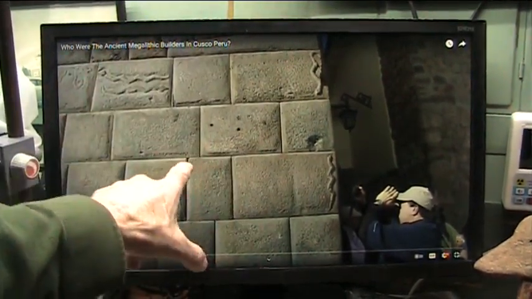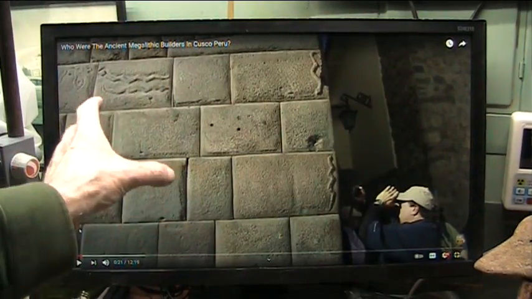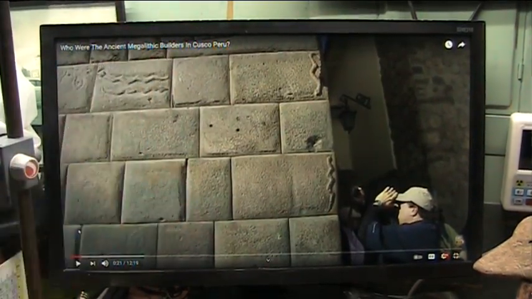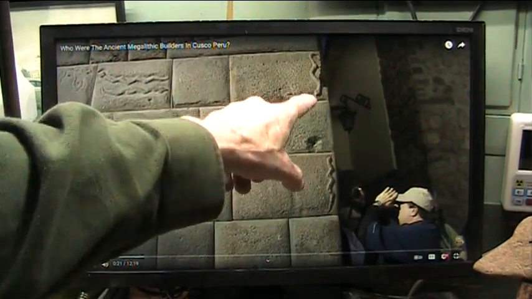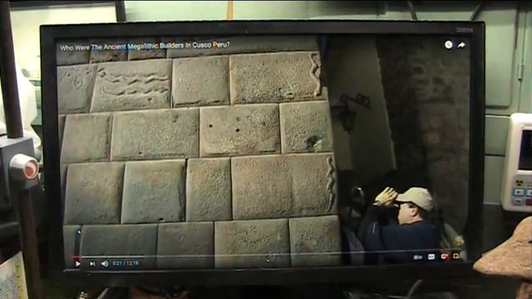This is ground up, I believe, and made into nice, even blocks and put together like that, and then they could make all these fancy little snakes and stuff. The snakes are a big-time thing.